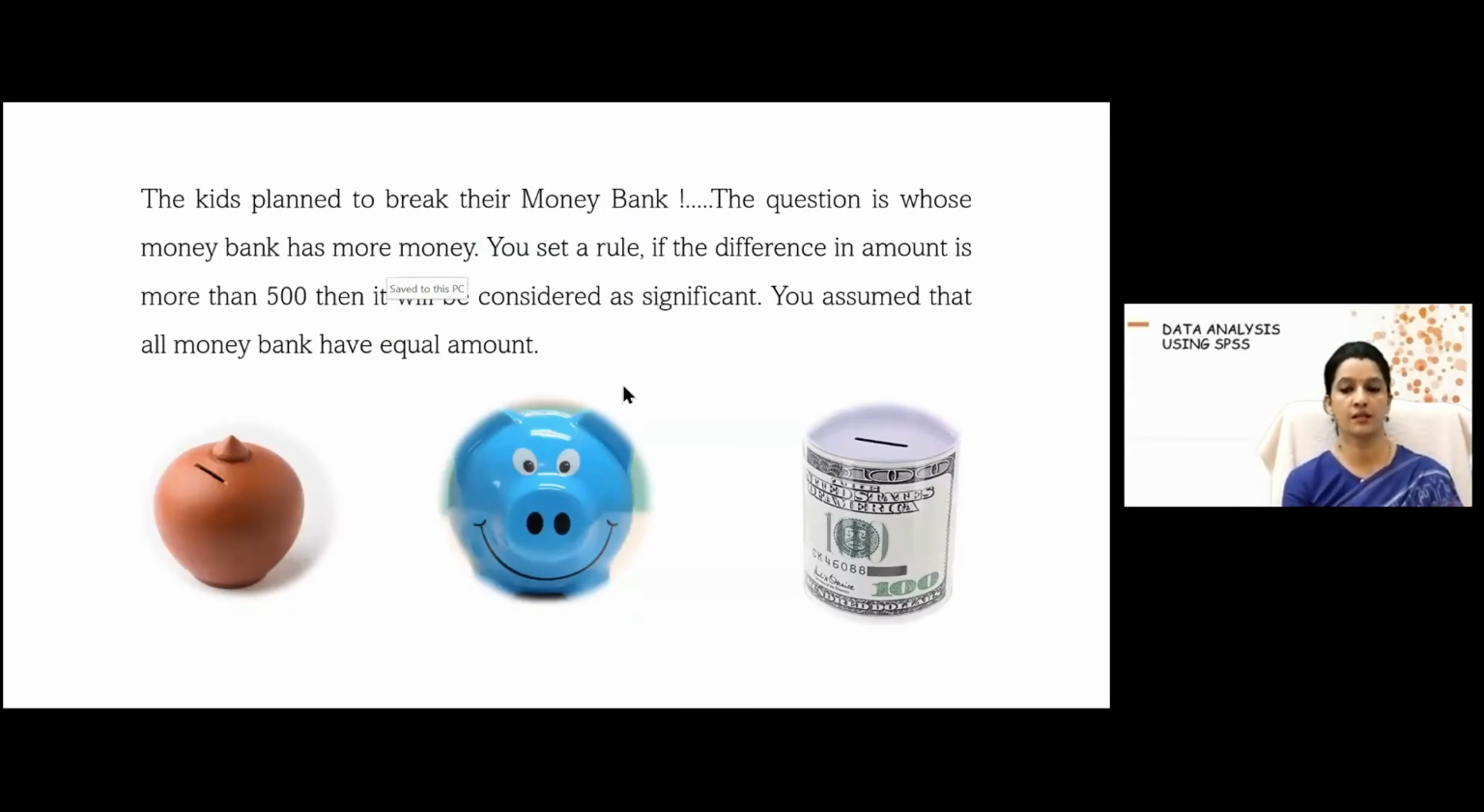Just to understand this post hoc analysis, if you see this example: the kids plan to break their money banks, right? There are three types of money bank here. The question is, whose money bank has more money? You have set a rule that if the amount is more than 500, then it will be considered significant. And I have assumed that all the money banks have equal amounts.